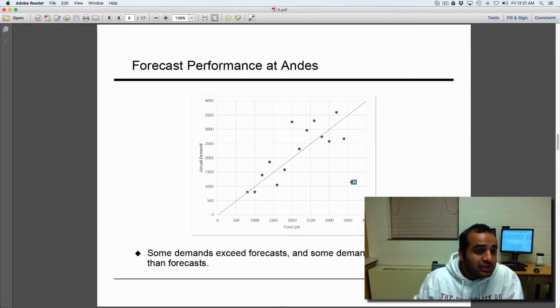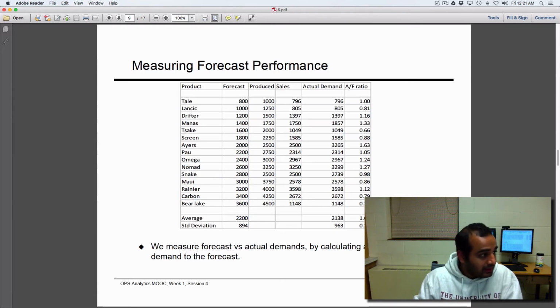Using the chart that we saw in the previous slide, in this slide we can now measure forecast performance. In order to measure the forecast performance, I'm going to generate another column here and call it AF ratio. The AF ratio column is nothing but the actual demand divided by the forecast. A stands for actual demand divided by your forecast, F. In this first example, we have 796 divided by 800, that's almost 1.